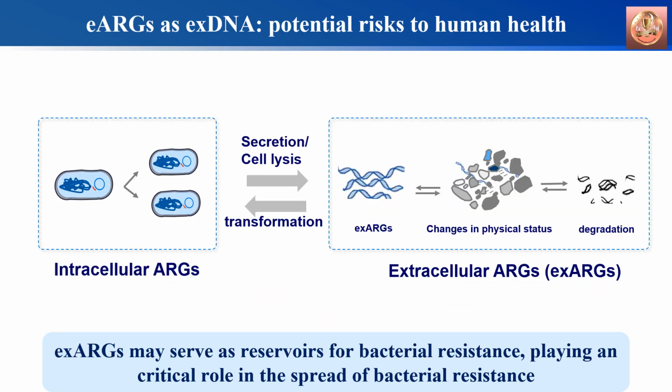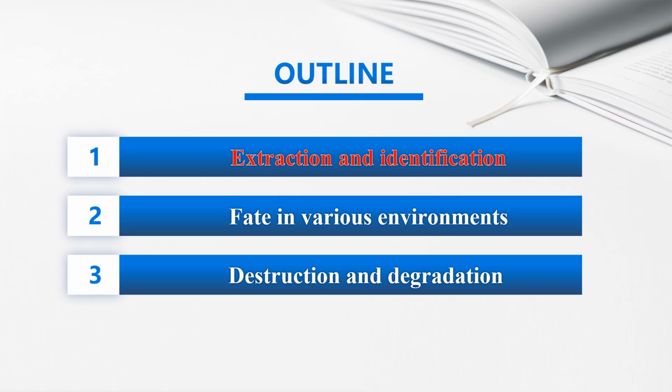And ERGs are a kind of extracellular DNA. They arise from the lysis of alive cells or the death of cells. After being released outside cells, they can attach to substances in the environment and form ERGs with different physical status. ERGs serve as critical reservoirs for bacterial resistance and play a critical role in the spread of bacterial resistance.